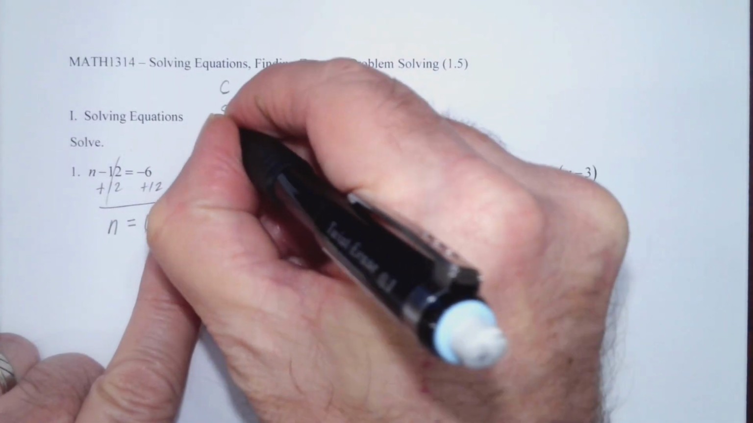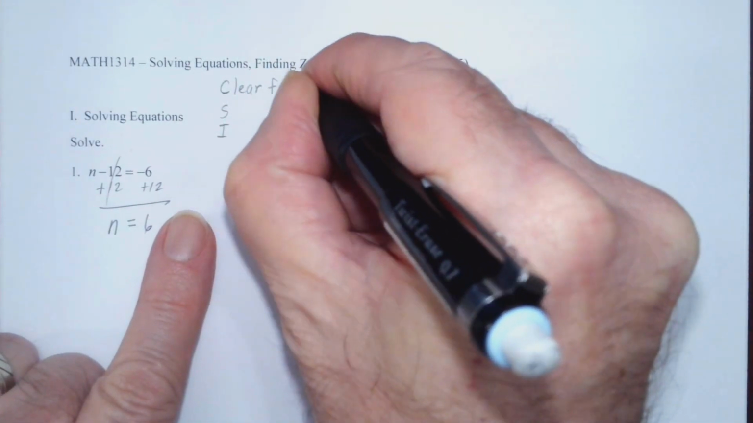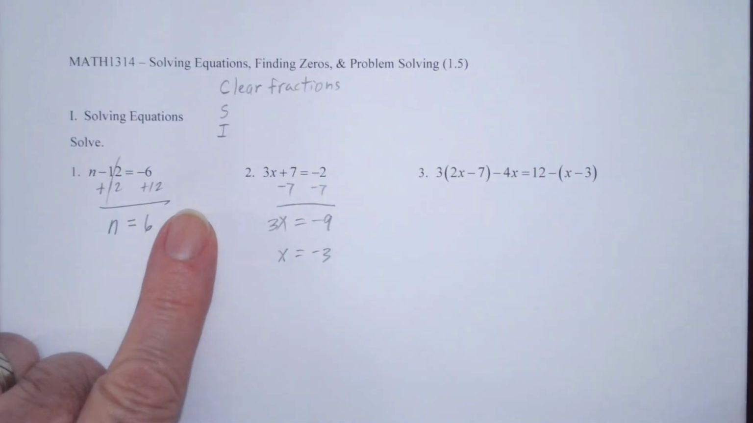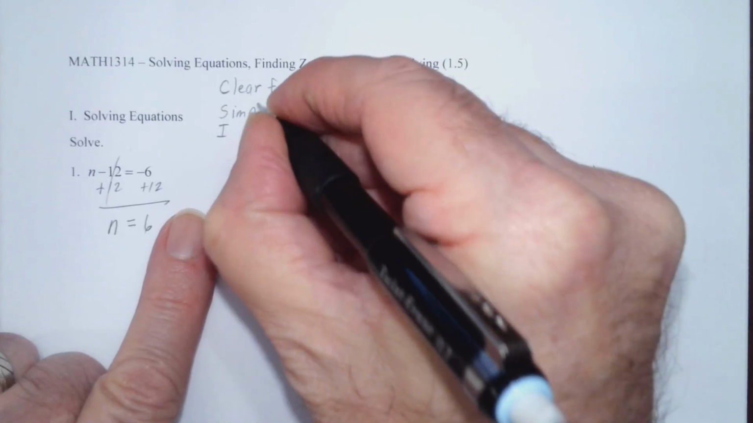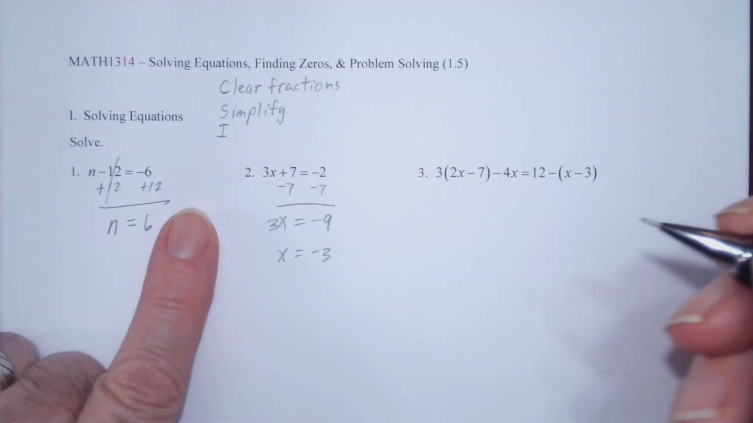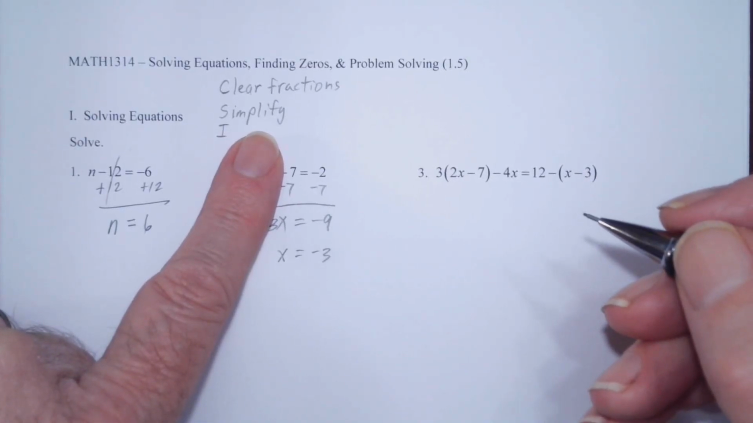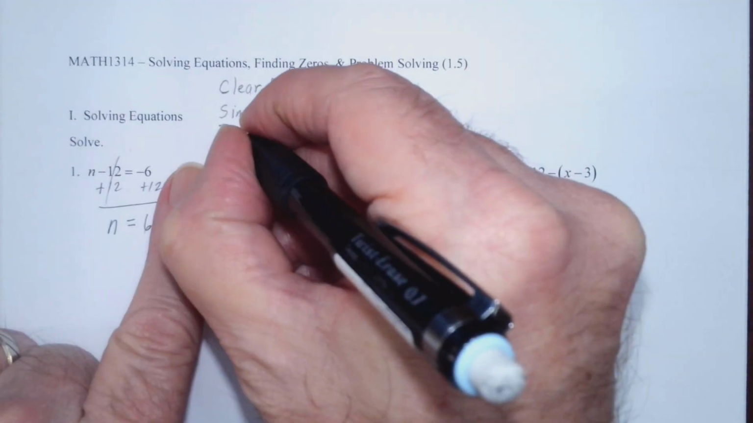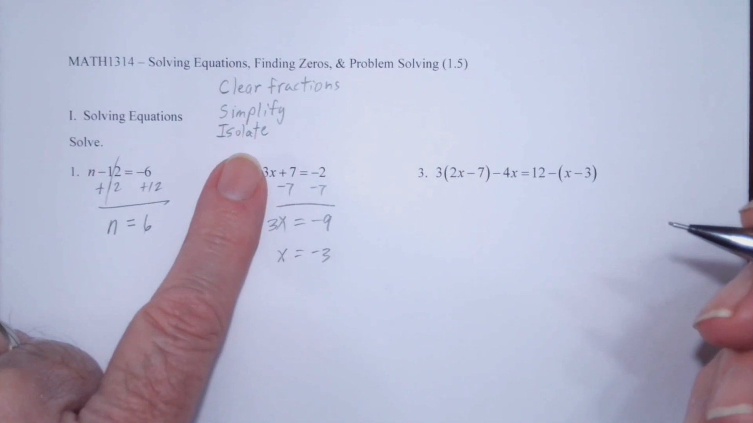All right, CSI. C is for clear fractions, which we won't do in this video. If we have fractions to get rid of, well, actually we'll do that when we get into zeros. So we'll talk about that at that time. S is for simplify. So the next thing to look for if you don't have fractions is to simplify everything you can on each side of the equation. And then finally, I is for isolate. What that is indicating is if you have x on both sides, you got to get it on one side.